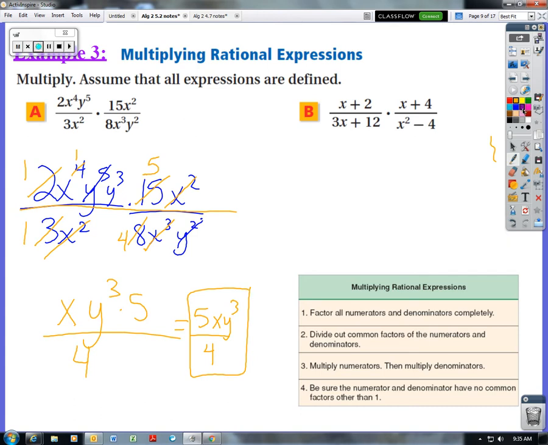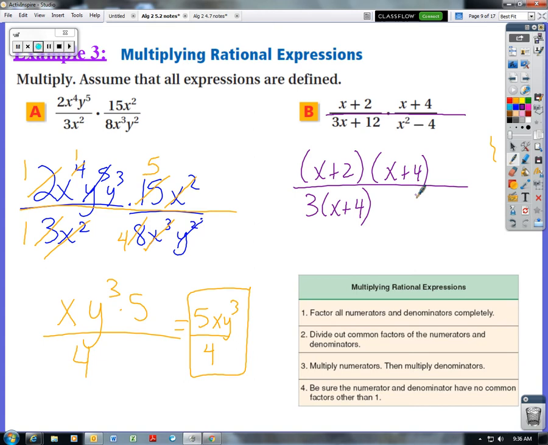This one is polynomials, so we get to factor again. The other thing you can do, what I like to do, because they're being multiplied together, you can think of it as one big division bar. So on the top I've got x plus 2. Down here I can factor out a 3. That's going to give me 3 times x plus 4. This x plus 4 cannot be reduced or factored.